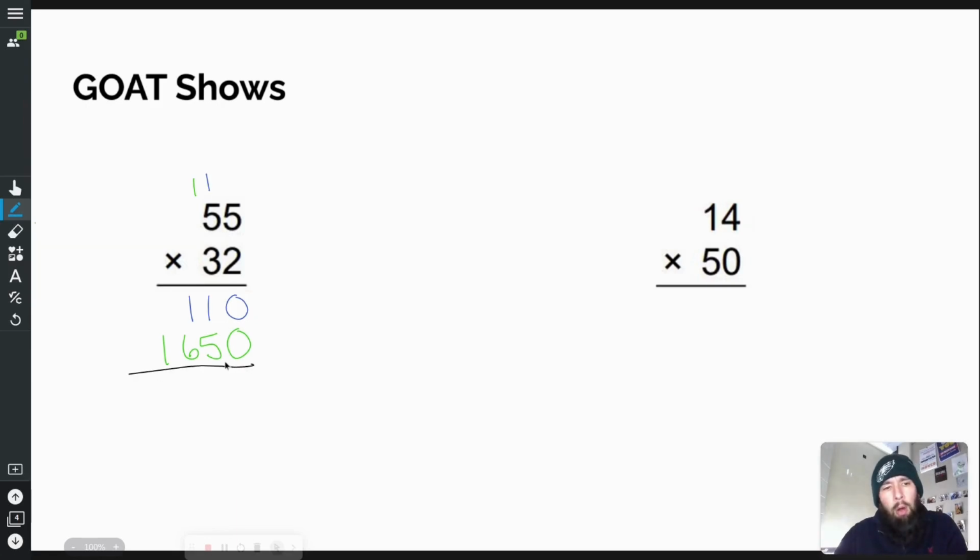Now we add the rows. 0 plus 0 is 0. 1 plus 5 is 6. 1 plus 6 is 7. And nothing plus 1 is 1. 1, 2, 3, put a comma there. 55 times 32 is 1,760.